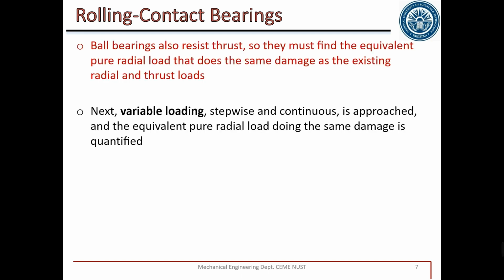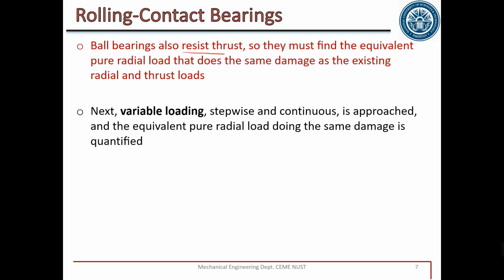Ball bearings also resist thrust. That I have already explained. So they must find the equivalent pure radial load that does the same damage as the existing radial and thrust load. So if the bearings are loaded in thrust, or axially, we have to convert that axial load in terms of radial load so that the final load on the bearing is a pure radial load. There is a means for that given in the book, but we will not go into that detail.